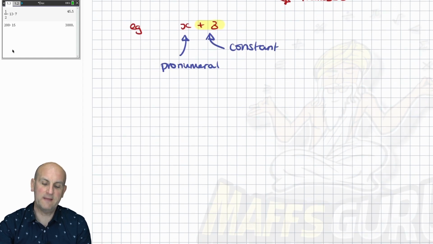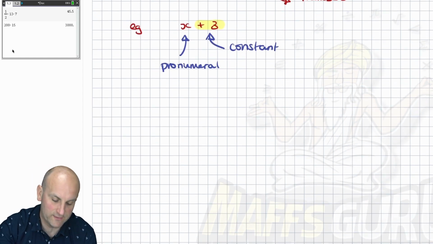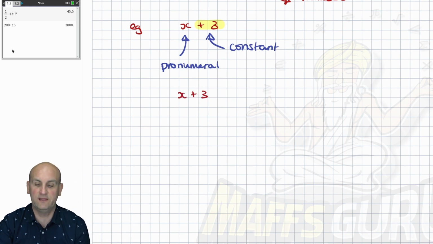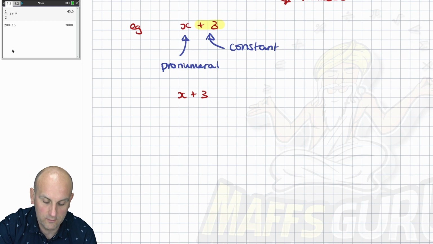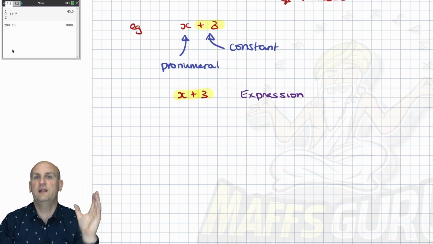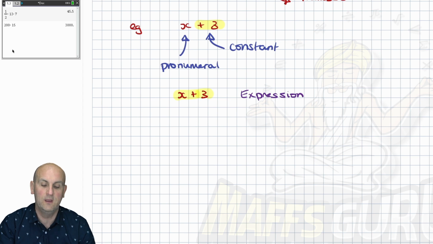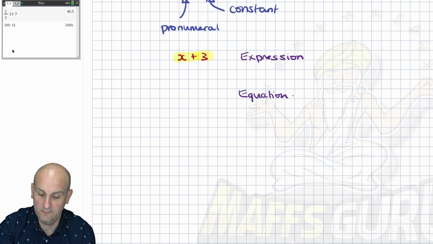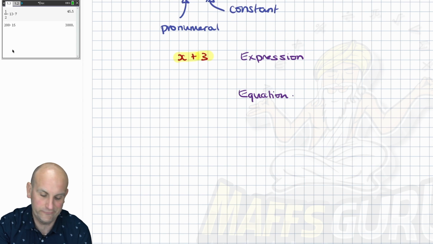Now, because maths is maths, we want to try and throw in all sorts of other stupid language. x plus 3, written like that, is also known as an expression. So when we have lots of letters and numbers and pluses and minuses between them, and maybe fractions, what have you, it's an expression. That is different from an equation. Now you might turn around and say, oh, what's an expression? What's an equation? Well, I'm about to show you.